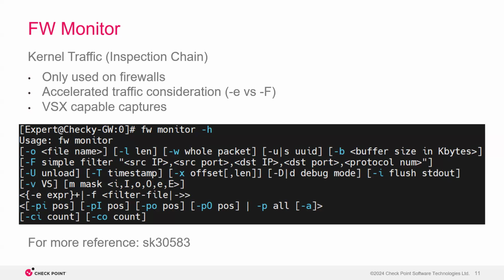The thing to pay attention to here is -e versus -F for your accelerated, non-accelerated traffic and what kind of filter you might be looking at. Again, we'll show you what that looks like. And FW monitor is nice in that if you have virtual systems on your firewall, you can specifically look for traffic in those. So it's not just Ethernet, it's kernel. Again, this SK here, the CPP cap one is fantastic, but this FW monitor one is updated all the time. They're coming out with different ways to manipulate it, ways to make it work better. This is definitely one to keep an eye on.